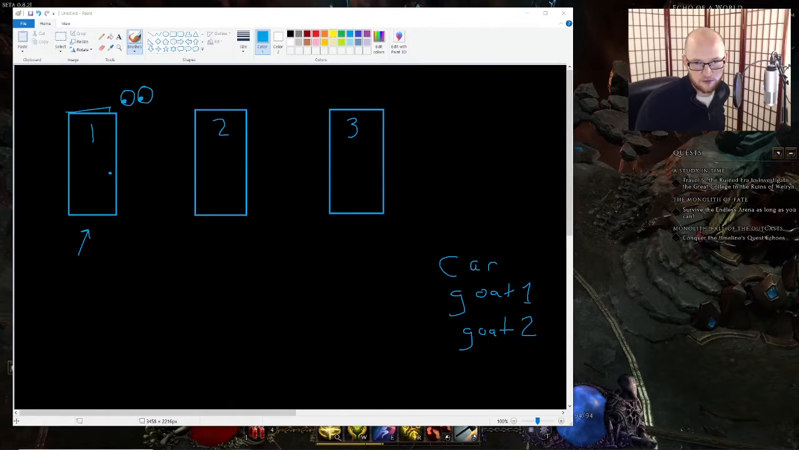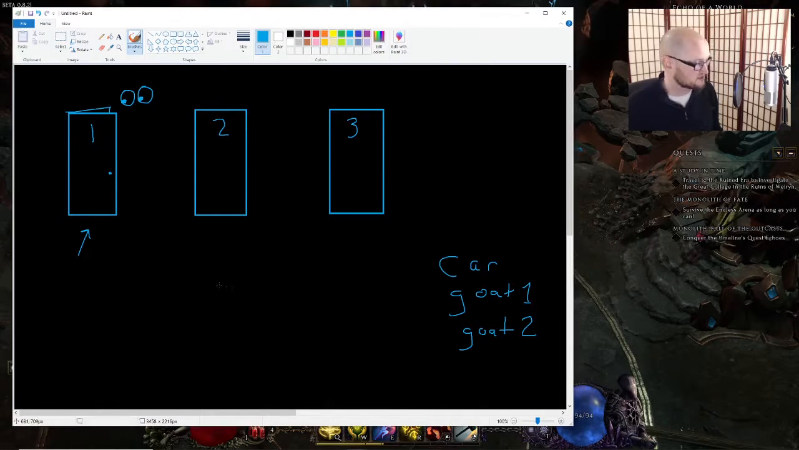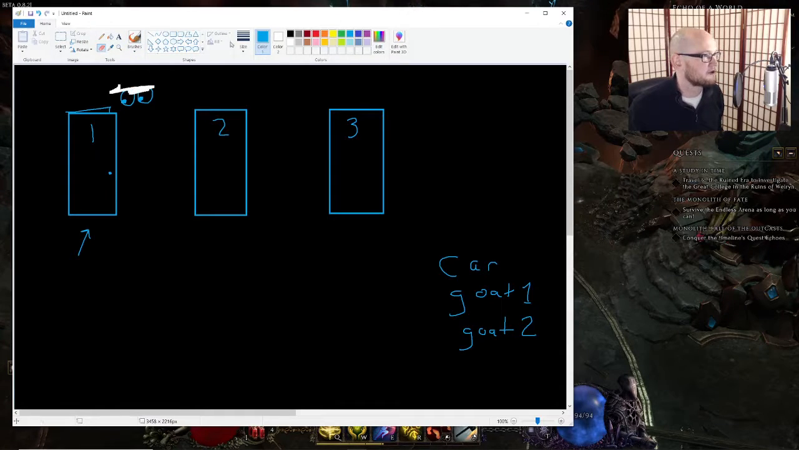Okay, so behind one door is a car. You pick a door. Say door number 1. And the host, who knows what's behind the door, opens another. Okay, so that's this. This is incorrect, right?